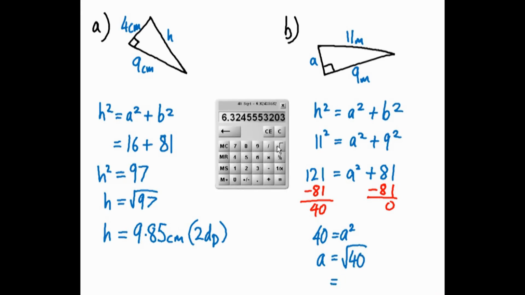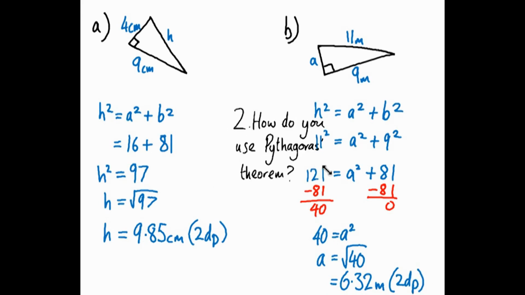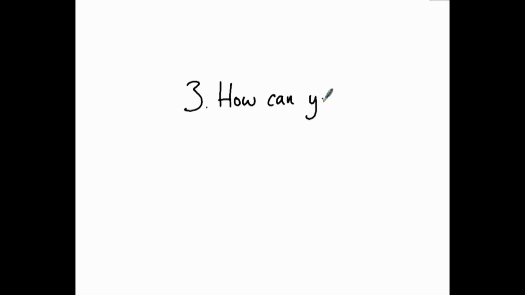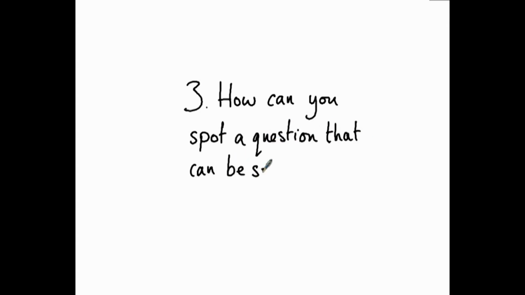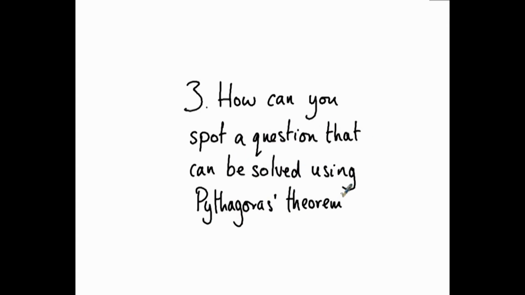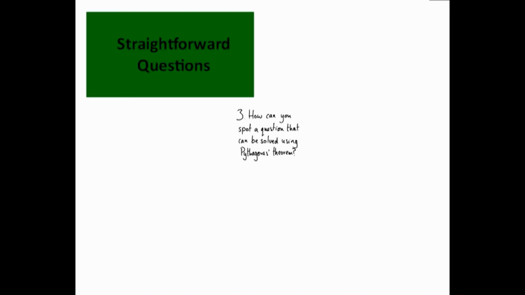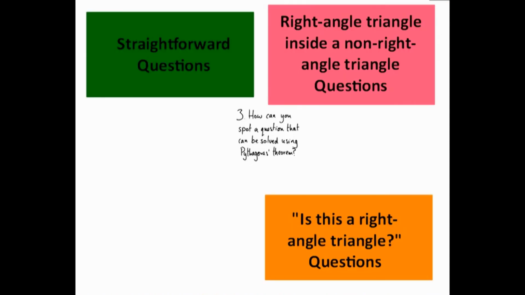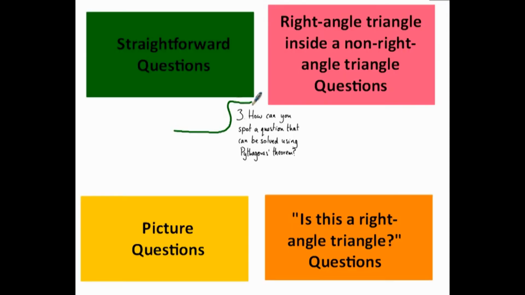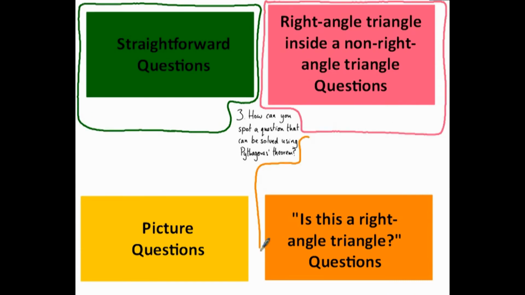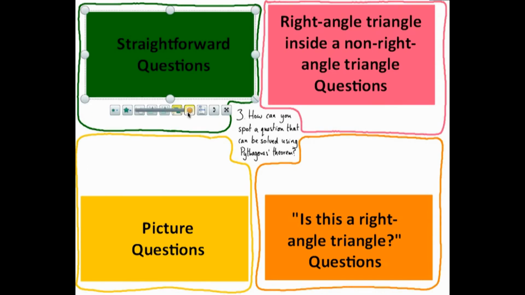Here comes the calculator bit. Bingo. 6.32 metres to 2 decimal places. Notice that I put the units and I've specified the degree of accuracy. Number 3. How can you spot a question that can be solved using Pythagoras' theorem? So I'm going to show you 4 different types of exam questions. First of all, straightforward questions. These are the type that I just showed you in the previous slide.